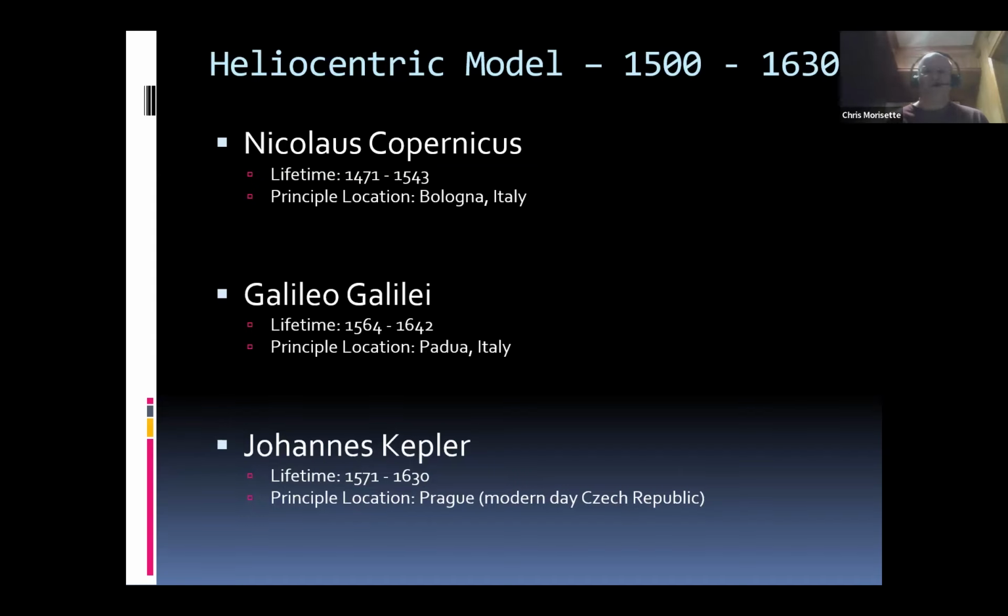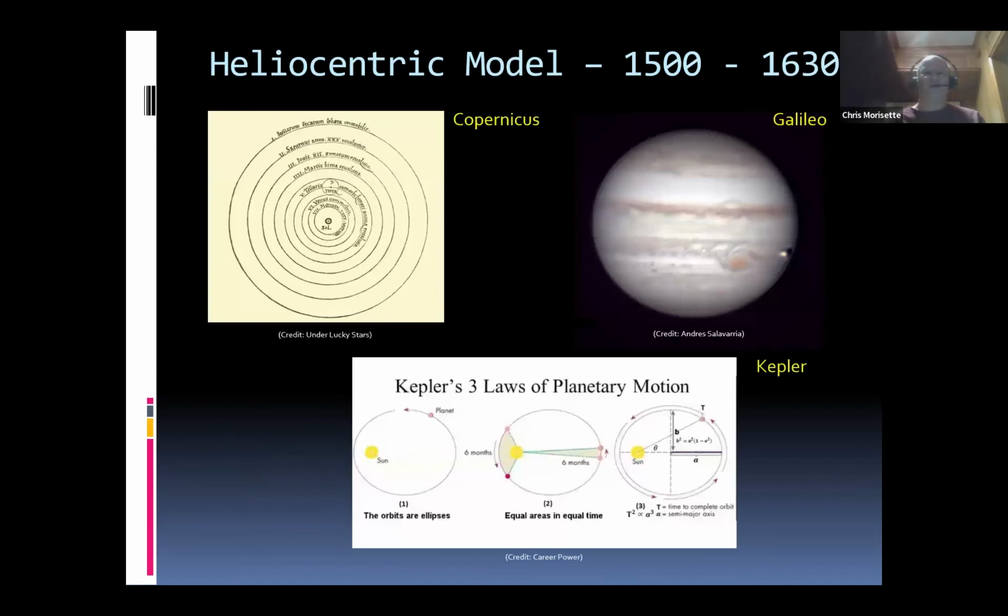A little bit about these individuals. Copernicus was Polish, but did the lion's share of his astronomical work in Bologna, Italy. Galileo was Italian and did his work in Padua. And Johannes Kepler did his work in Prague, which is in modern day Czech Republic. So, what did these individuals contribute to our understanding of the cosmos?